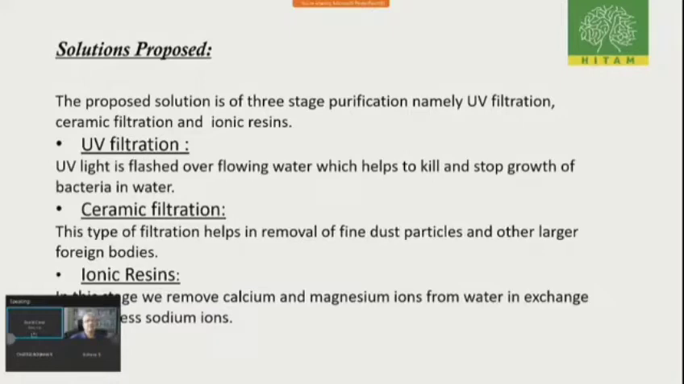For this problem, we have proposed a solution. We have used three methods: UV filtration, ceramic filtration, and ionic resins. UV filtration is where the water is filtered with the help of UV light. Ceramic filtration removes the fine dust in the water. And ionic resins remove the calcium and magnesium ions from the water by exchange.